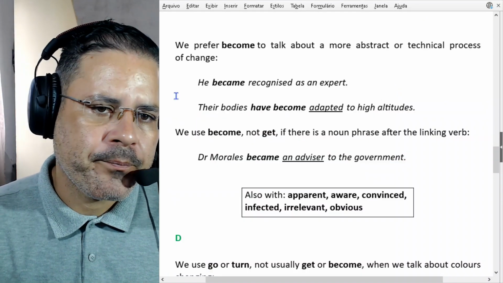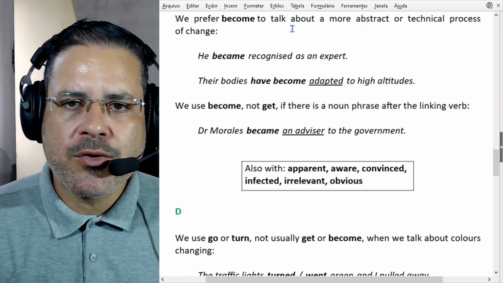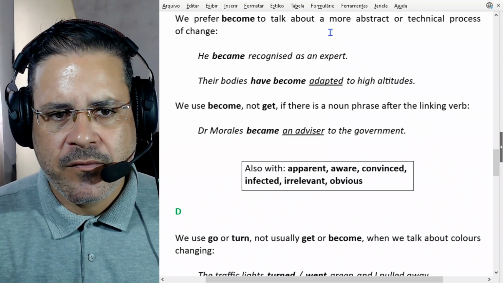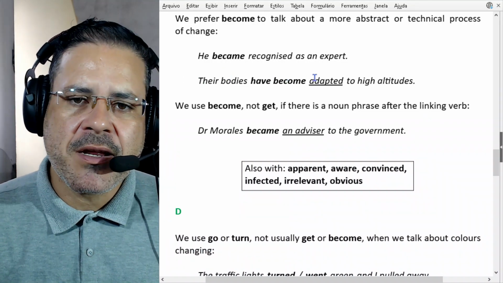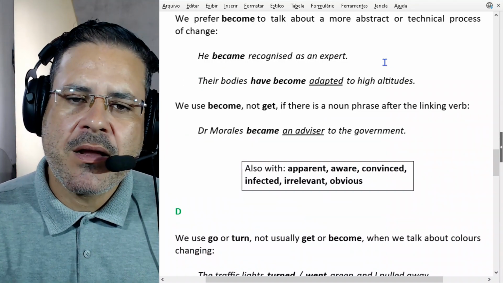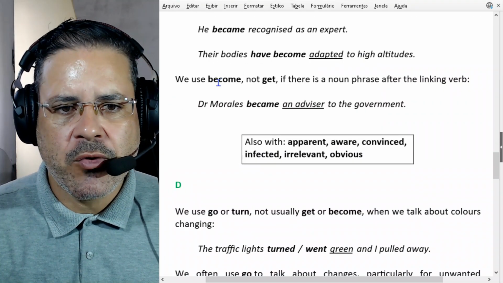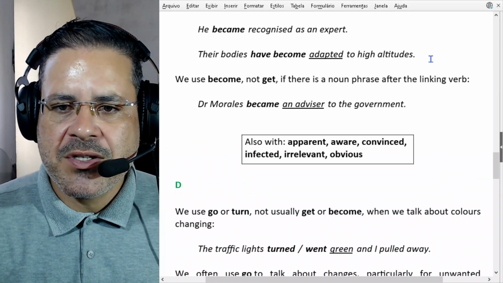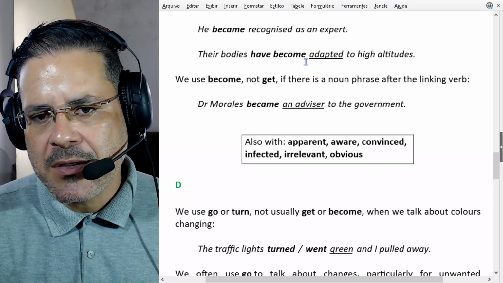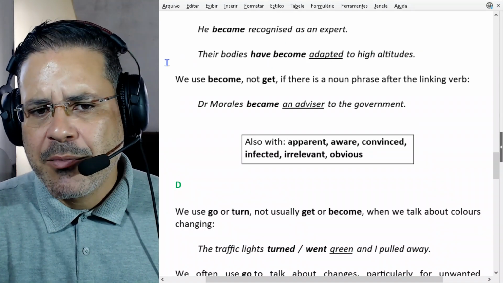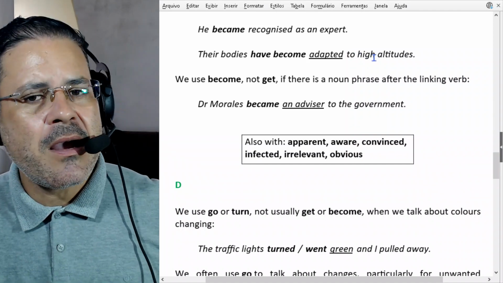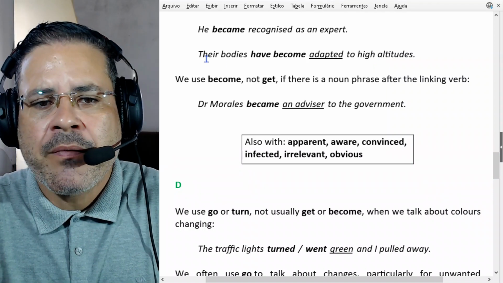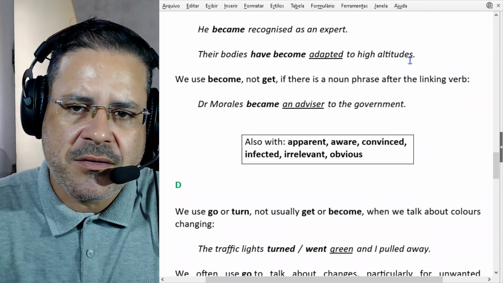Okay, moving on. We prefer become to talk about a more abstract or technical process of change. For example, he became recognized as an expert. Another example, their bodies have become adapted to high altitudes. Their bodies have become adapted to what? To high altitudes. What have become adapted to high altitudes? Their bodies.